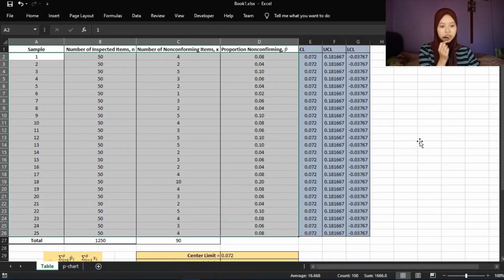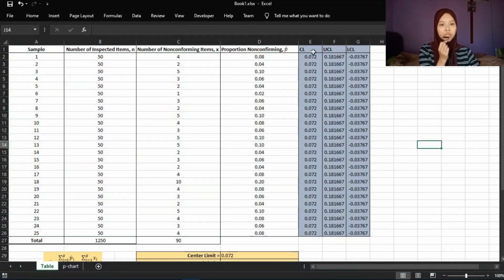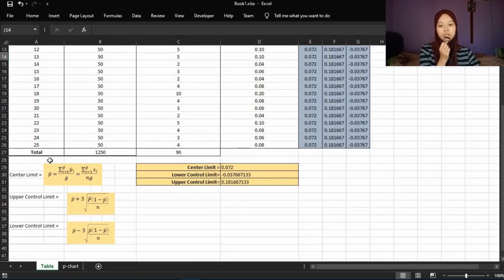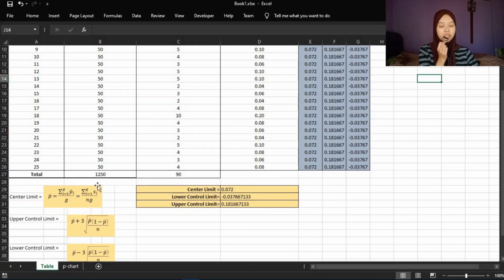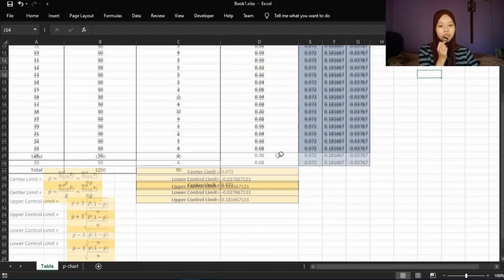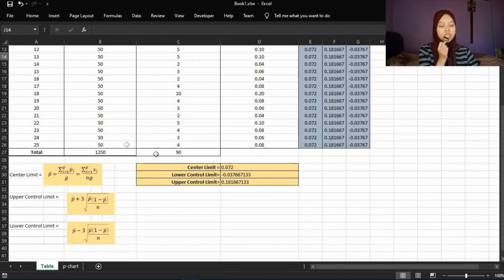So this is the data, and then I add 3 more columns, which are the center limit, upper control limit, and lower control limit, to make it easier for me to plot the chart. How to find them is by using these 3 formulas. For the center limit, P bar, the formula is dividing the number of non-conforming items by the total number of inspected items, which is 1250. So 90 divided by 1250, we got 0.072.